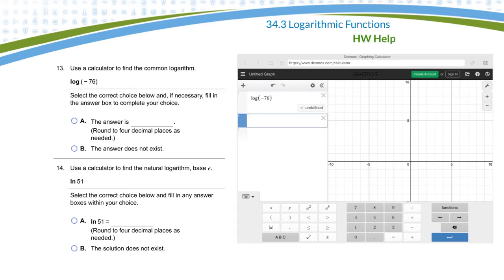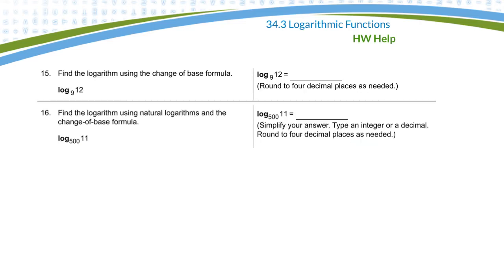Okay, next one, ln of 51. Function ln 51, 3.93. Now here they say round to 4 decimal places, so 3.931, and I'll call that an 8. Okay, good. Find the log using the change of base.